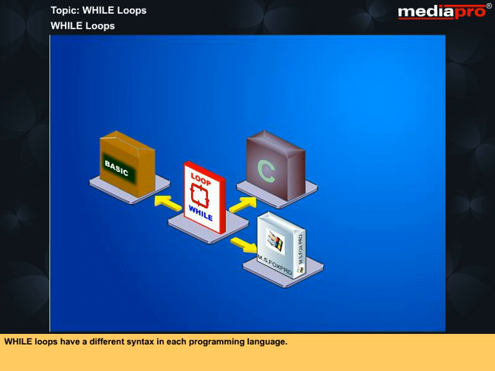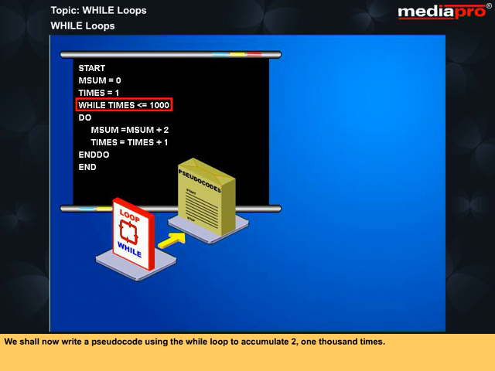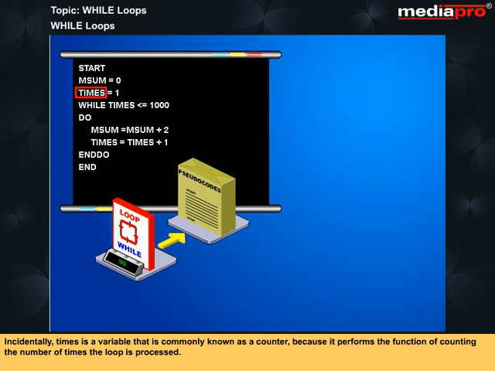While loops have a different syntax in each programming language. We shall now write a pseudocode using the while loop to accumulate 2, 1000 times. Incidentally, times is a variable that is commonly known as a counter because it performs the function of counting the number of times the loop is processed. In the above example, when the keyword while is encountered, the condition given with it is checked, that is, whether times is less than or equal to 1000.